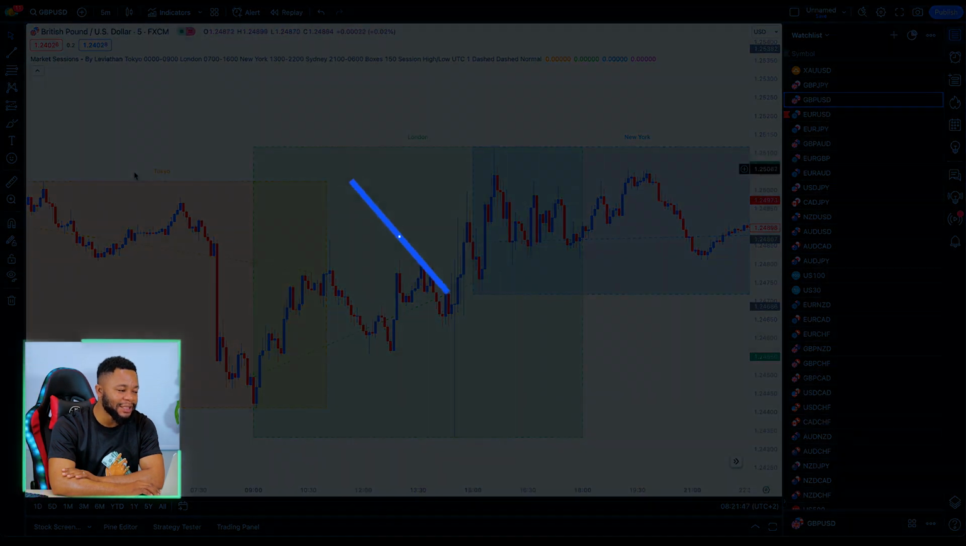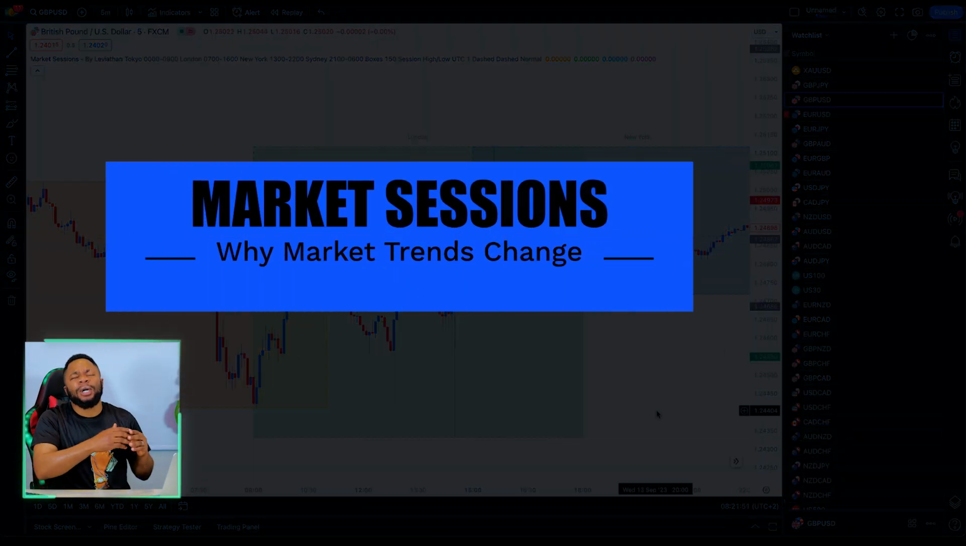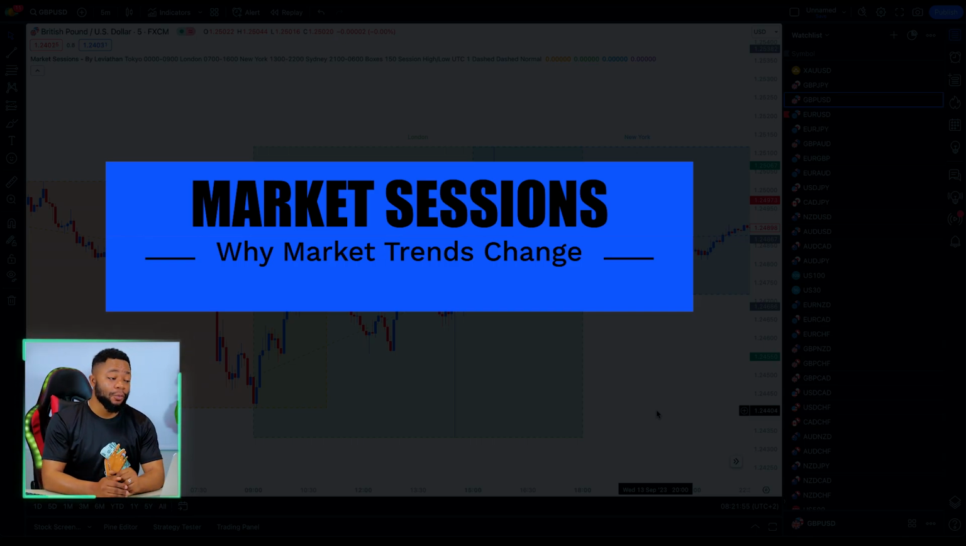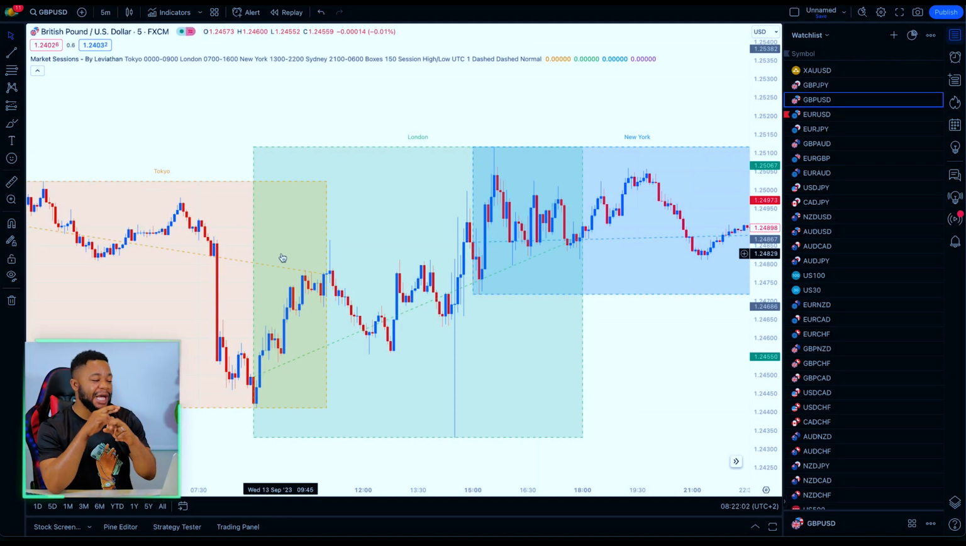On TradingView, you can see this indicator is showing us the market sessions. So you don't need to go and be typing what time the London session starts, what time the New York session starts. No, once you put this indicator, it shows you the market sessions as soon as they start, even up to when they finish. And even the overlaps, you can see the market sessions overlap, right?